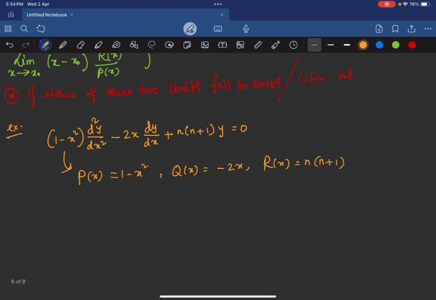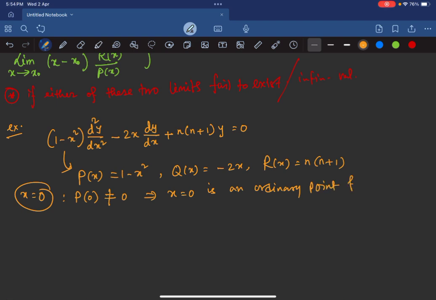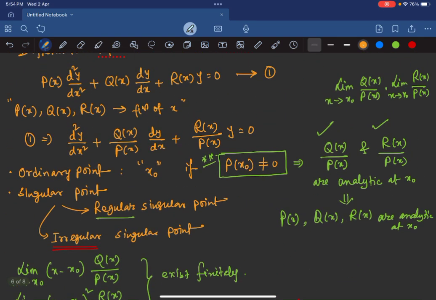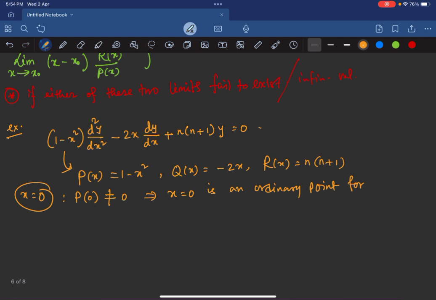So here, if you are taking x equals to 0, p of 0, we are getting 1, which is not equal to 0. So immediately you can claim x equals to 0 is an ordinary point for, suppose this was equation number 2, so for equation number 2.